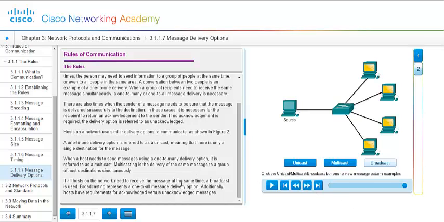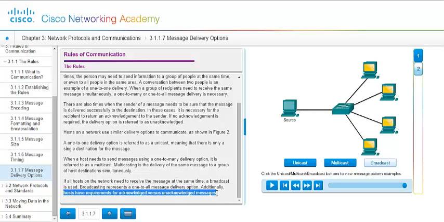Besides the different methods of sending out the message, one thing you need to keep in mind is that hosts have requirements for acknowledged versus unacknowledged messages. So it depends on whether or not they've heard back from the recipients. If they've heard back, that is acknowledged. If they hear nothing back, that is an unacknowledged message.